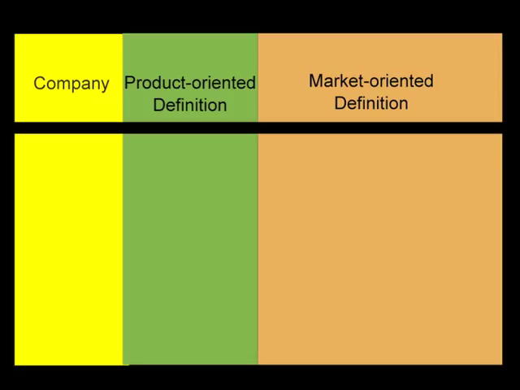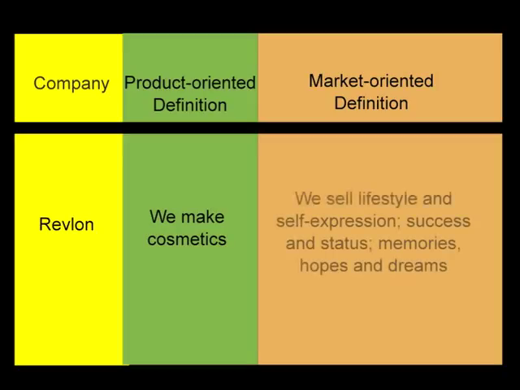First, product oriented definition and market oriented definition. Now I will discuss some companies' product oriented definition and market oriented definition. Now we will see the following table. This table indicates product oriented versus market oriented definition. The company Revlon, whose product oriented definition is we make cosmetics. On the other hand, the market oriented definition is we sell lifestyle and self expression, success and status, memories, hopes and dreams.